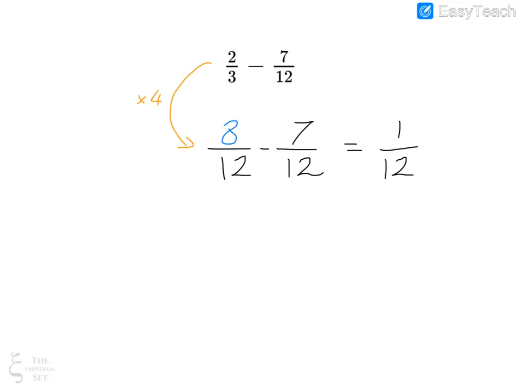Let's check. Can I simplify 1 twelfth? No, I can't. There's nothing that I can divide this 1 by. So that's my final answer. 1 twelfth is what I get when I do 2/3 take away 7 twelfths. Good stuff.